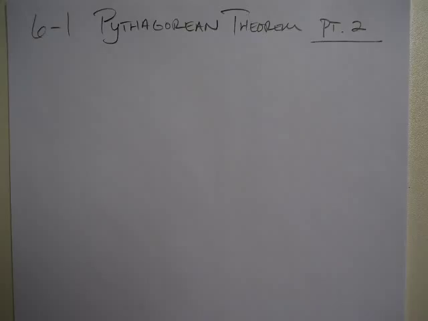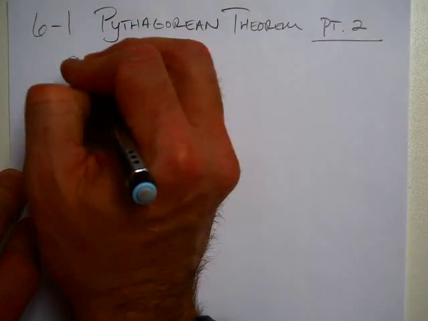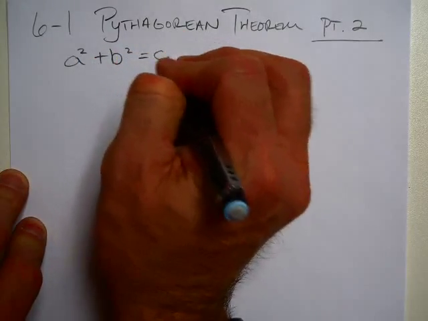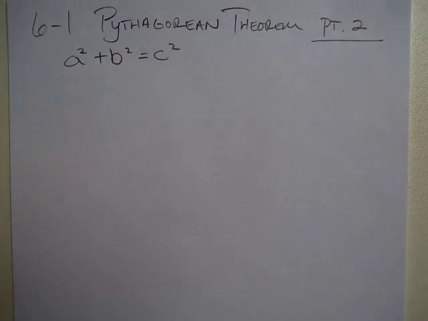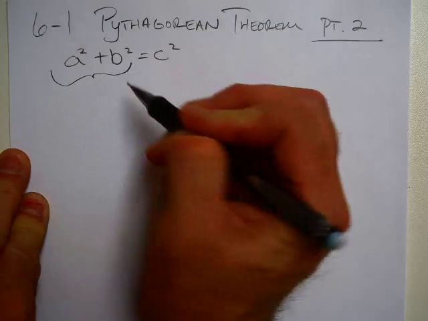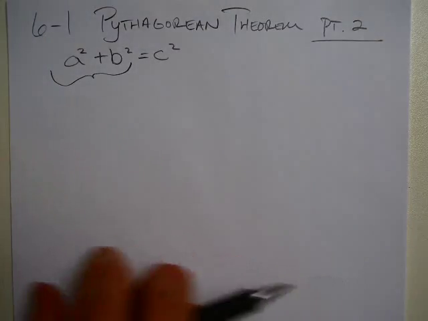Pythagorean Theorem, we took notes on a little while ago, and it's a squared plus b squared equals c squared. It deals specifically with right triangles. Anybody tell me what parts of the right triangle a squared and b squared come from?